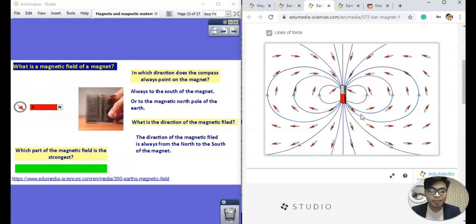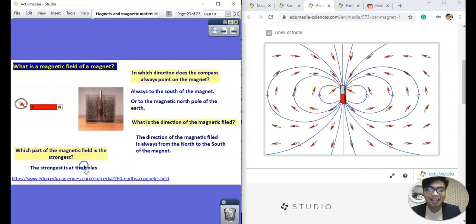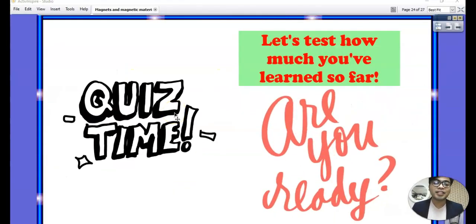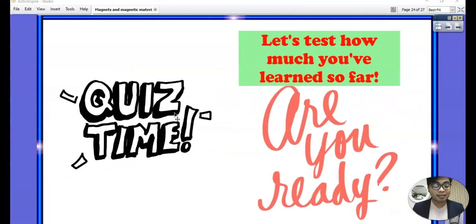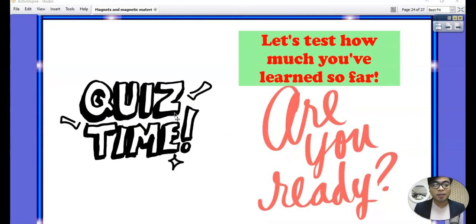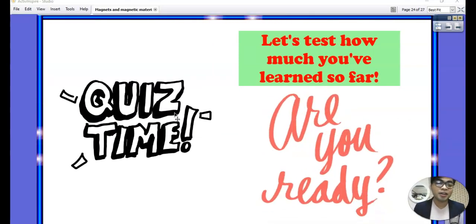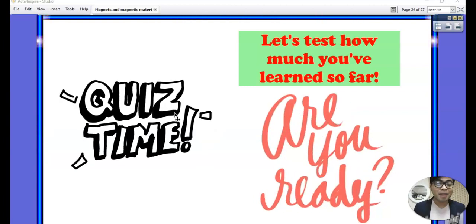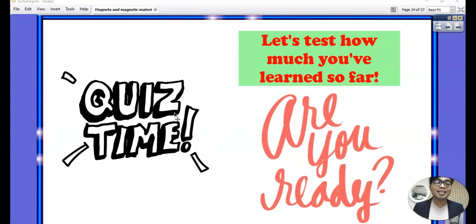So which part of the magnetic field is the strongest? Is it the side or is it the pole? Exactly, it's always strongest at the pole. So if you want to use a magnet, you usually use its poles, because that is where a lot of its force is concentrated. So far today we have learned about magnets, the properties of magnets, permanent magnets versus magnetic materials, the poles of the magnet, the magnet rules, as well as the magnetic field.